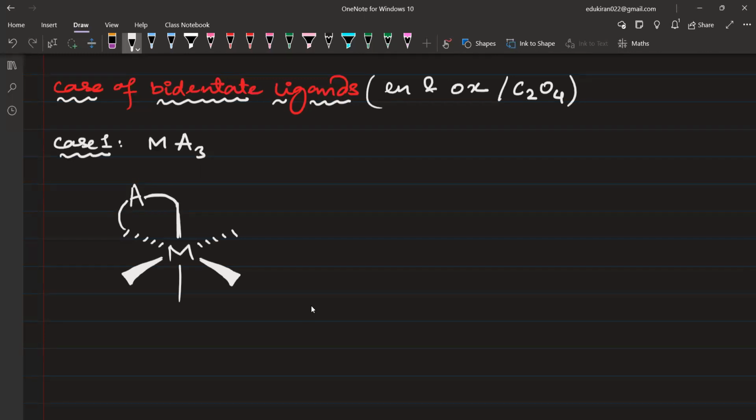Yahan pe kya hoga? A will be here. One is coordinating behind the plane, one is coordinating in front of the plane. Theek hai? Dusra case yahan pe dekh lijiye. You will have A here. One is coordinating in the plane and the other one is coordinating behind the plane. Make sense, everyone? Yes or no? Please tell me, guys.